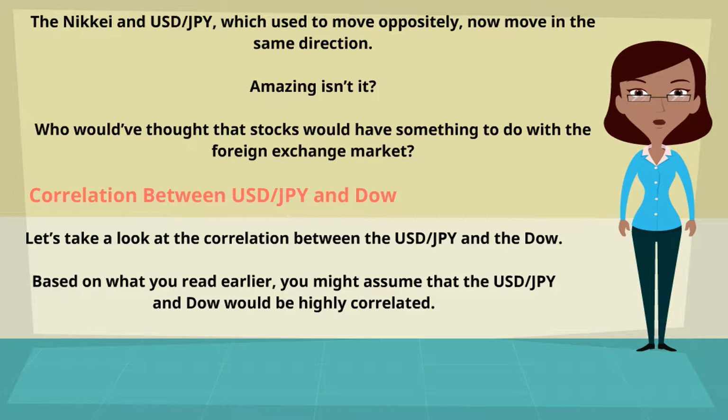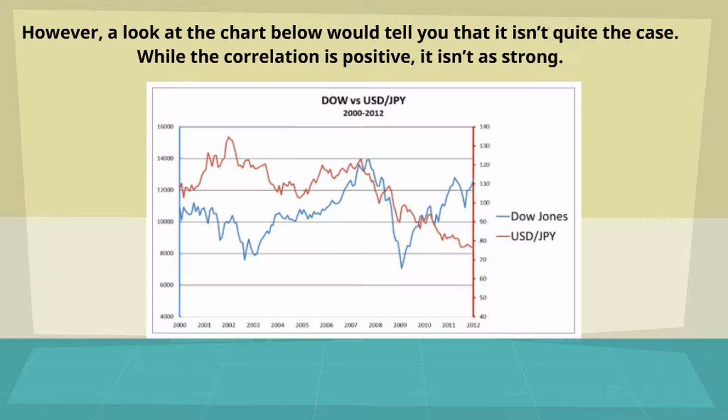Correlation between US dollar to Japanese yen and Dow. Let's take a look at the correlation between the US dollar to Japanese yen and the Dow. Based on what you read earlier, you might assume that the US dollar to Japanese yen and Dow would be highly correlated. However, a look at the chart below would tell you that it isn't quite the case. While the correlation is positive, it isn't as strong.